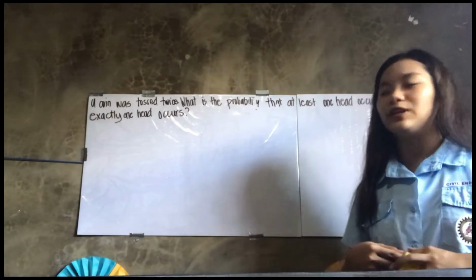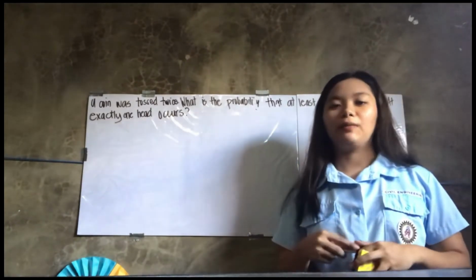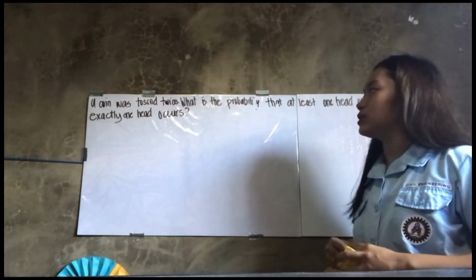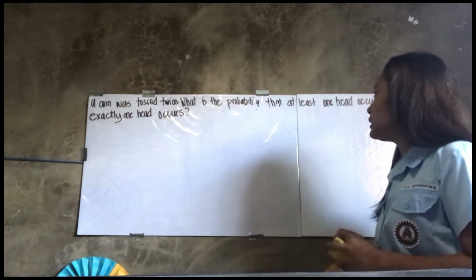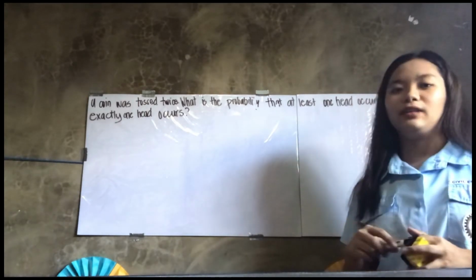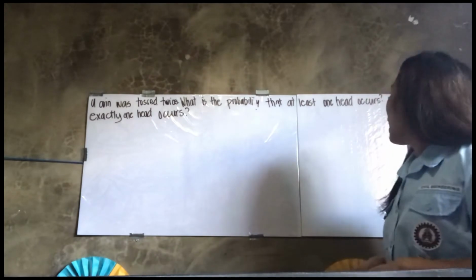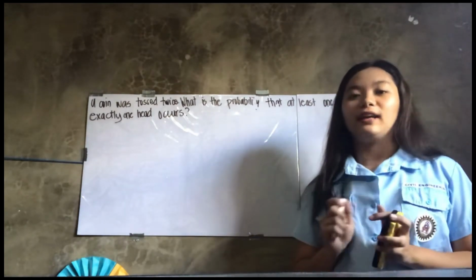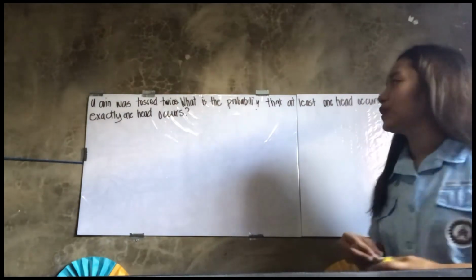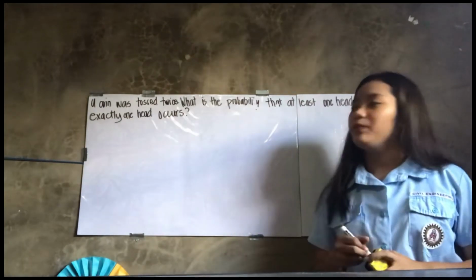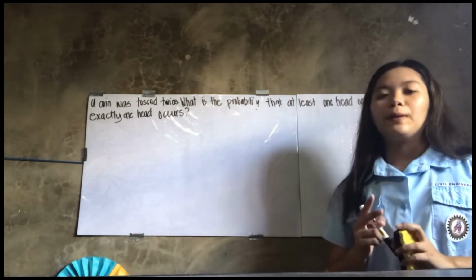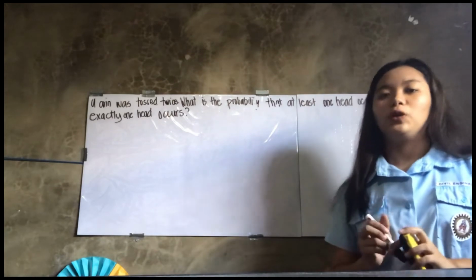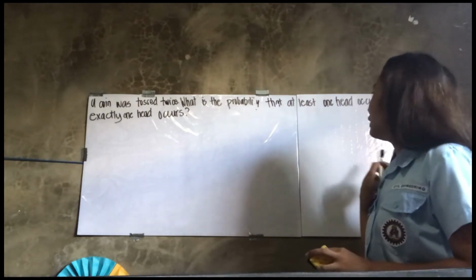Okay guys, we have here an example of a probability of an event. A coin was tossed twice. What is the probability that at least one head occurs and exactly one head occurs? So, here in this problem, we have two probabilities of an event that we need to solve. First, at least one head occurs.